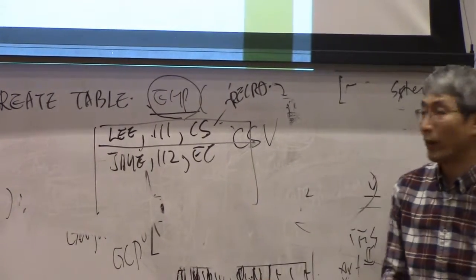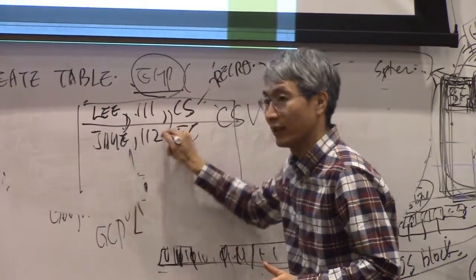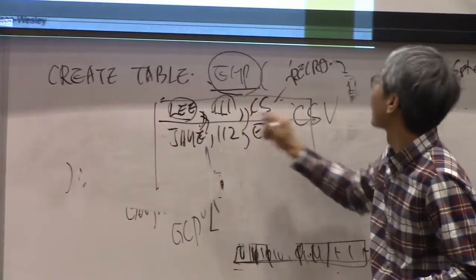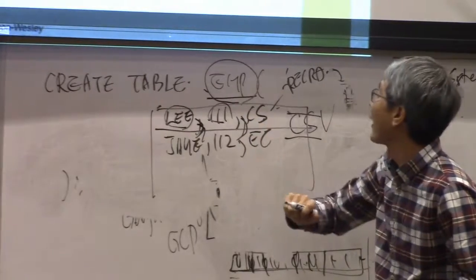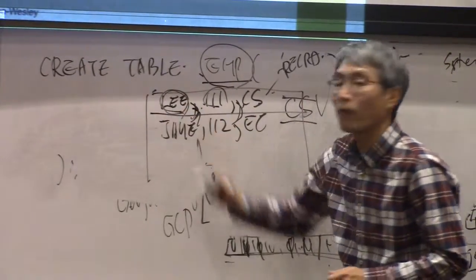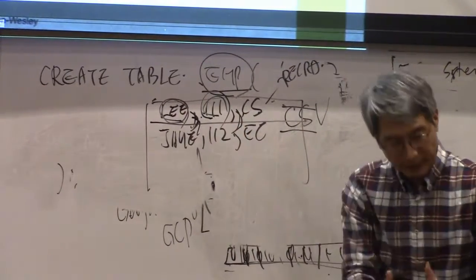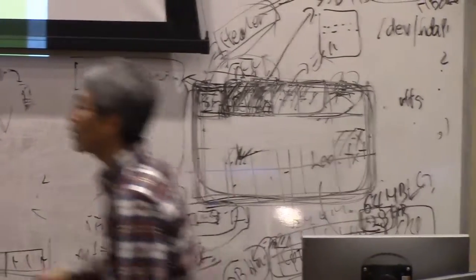Okay. Then, when we access the data, we open the file and read it, tokenized by the comma, line by line, okay? Then, tokenized by the comma, the first data is the name column, second, the ID column, and the third one is the major column. How do we know? There is another catalog database.